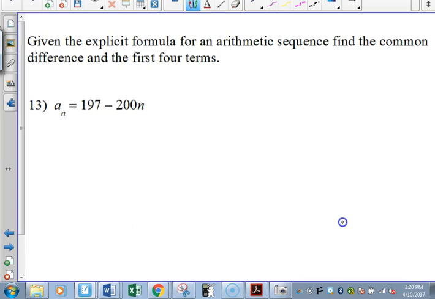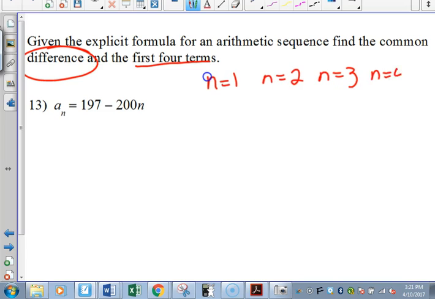All right, so this one says, this is an explicit, find the first 4 terms and the difference. Anybody eyeball and tell me the difference? Negative 200 is going to be the difference. But how do you find the terms if you didn't know that? Put in a 1 to find term 1, right? And you get?